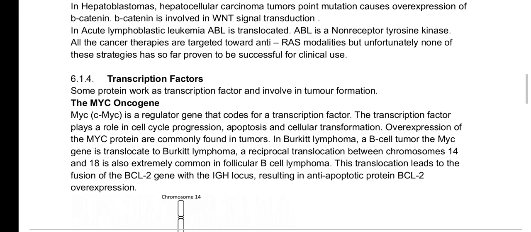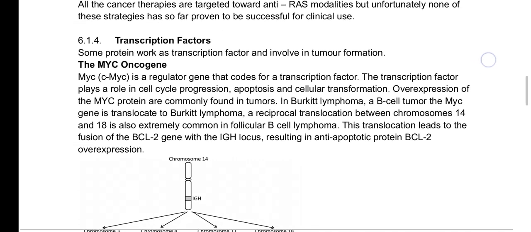All the cancer therapies are targeted toward anti-RAS modalities, but unfortunately, none of these strategies has so far proven to be successful for clinical use. Then transcription factors. Some proteins work as transcription factors involved in tumor formation. The MYC oncogene. CMYC is a regulator gene that codes for a transcription factor. The transcription factor plays a role in cell cycle progression, apoptosis, and cellular transformation.